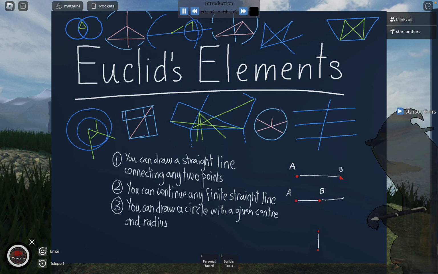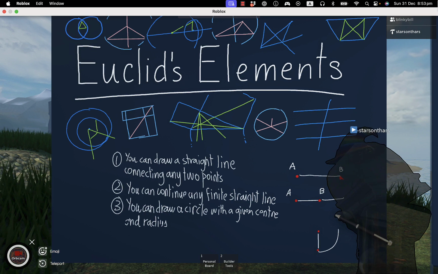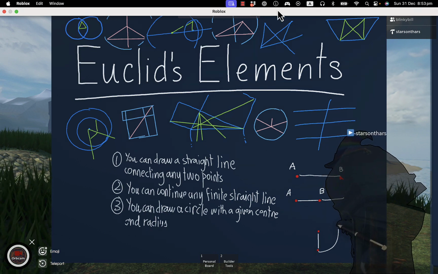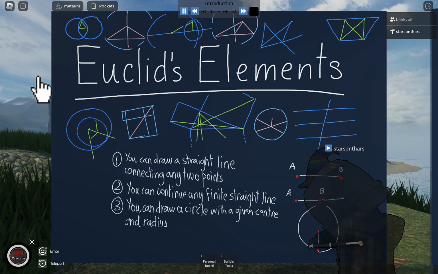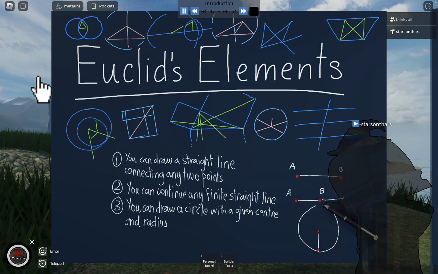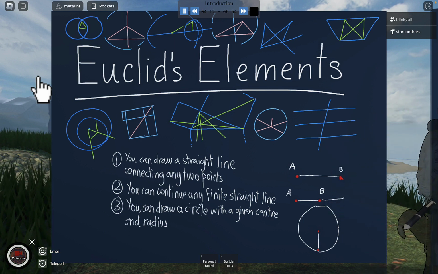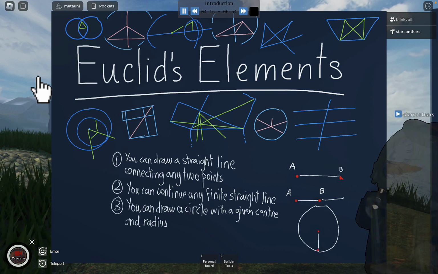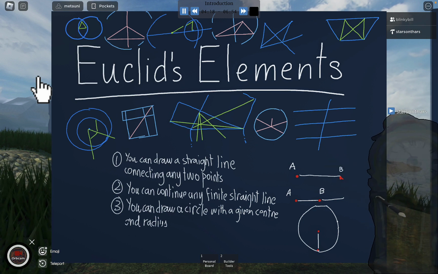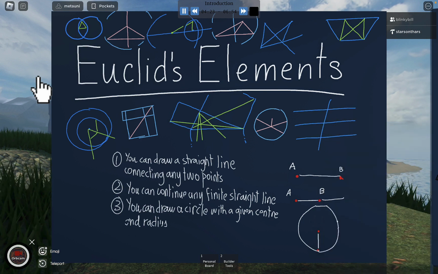And down here, I'm supposed to draw a circle with this radius. I think I will fail. Okay, that's actually not too bad. Okay, so you get the idea. Those are the 3 postulates. The first 3 postulates. There are 2 more, as I mentioned. Okay, so let's see what we can do with these postulates.